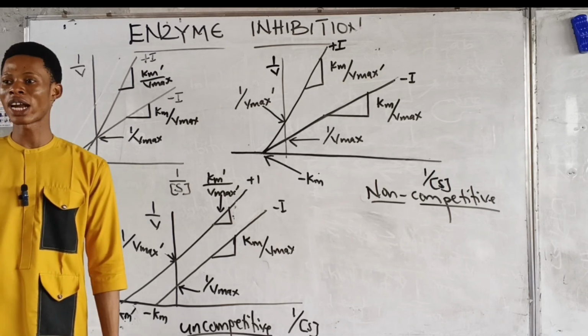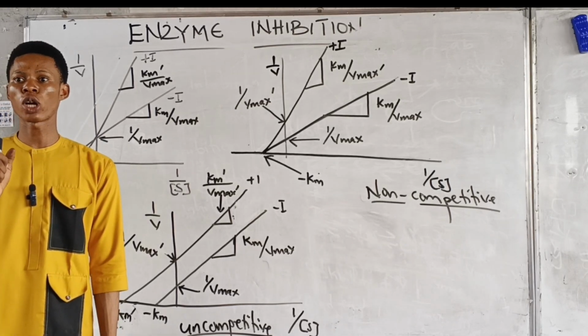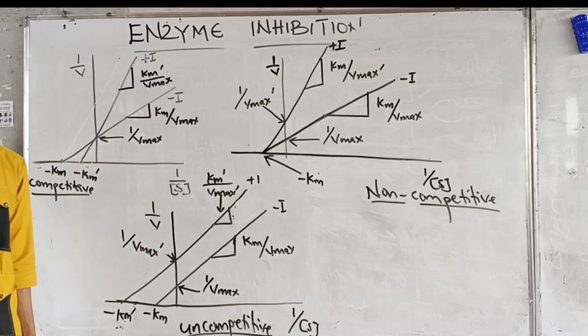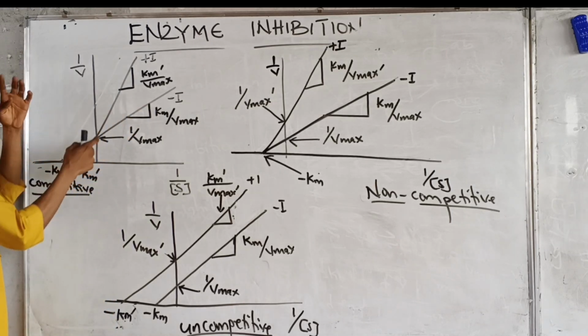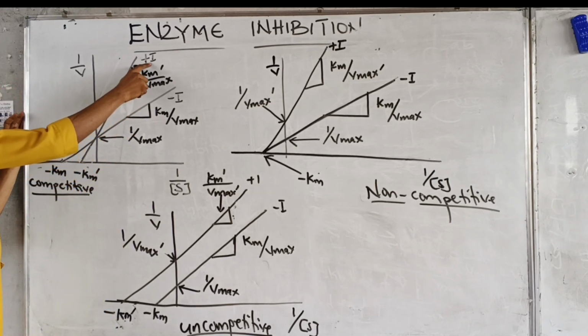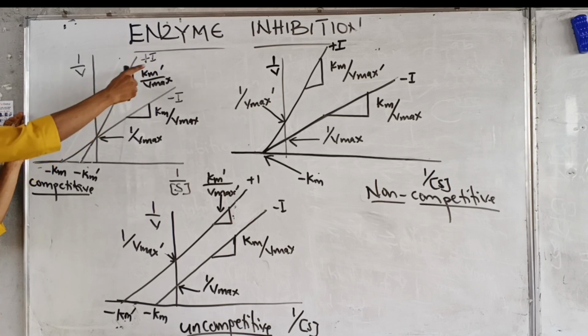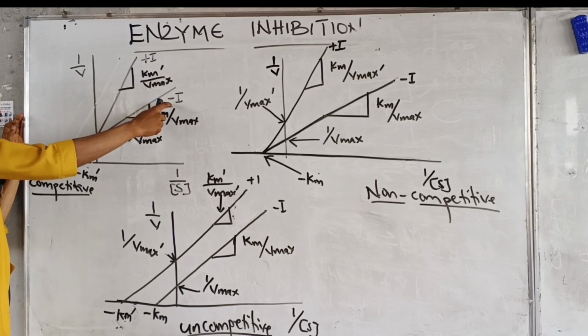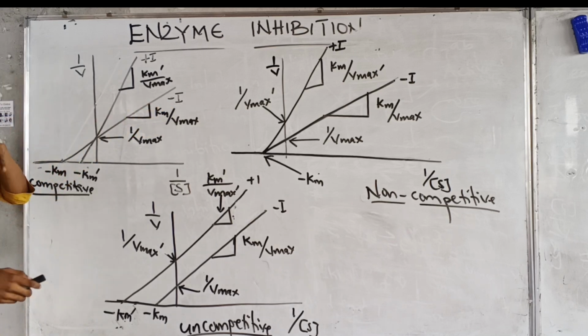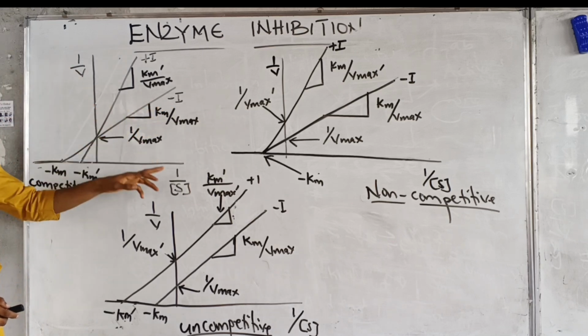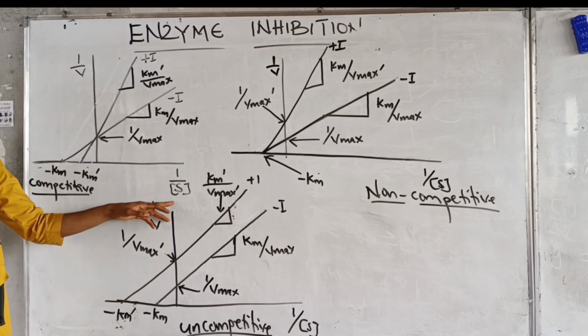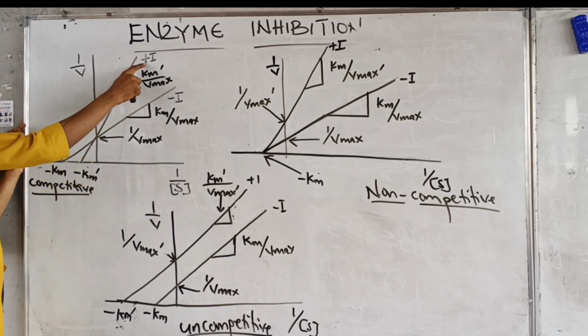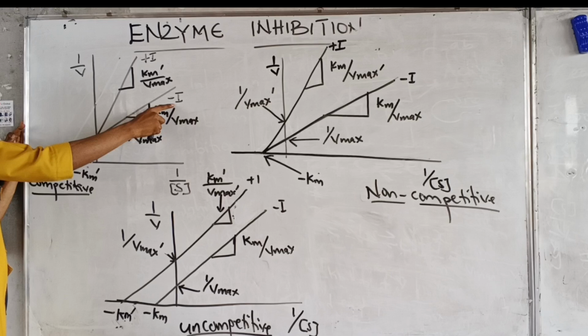If you plot your graph and your graph looks like this, this plus I is the line when inhibitor is present, and this is when inhibitor is absent. In the graph, you're always plotting 1 over V against 1 over substrate concentration. This one is when inhibitor is present, and here is when inhibitor is absent.